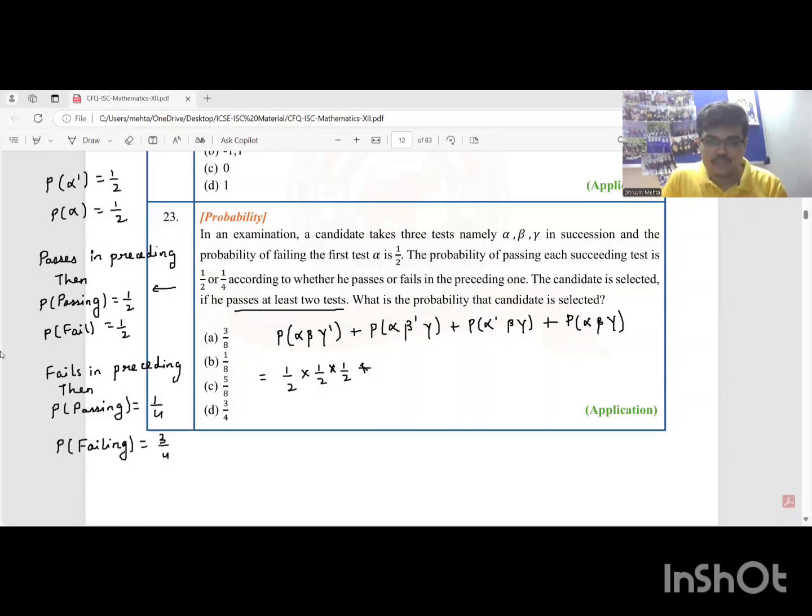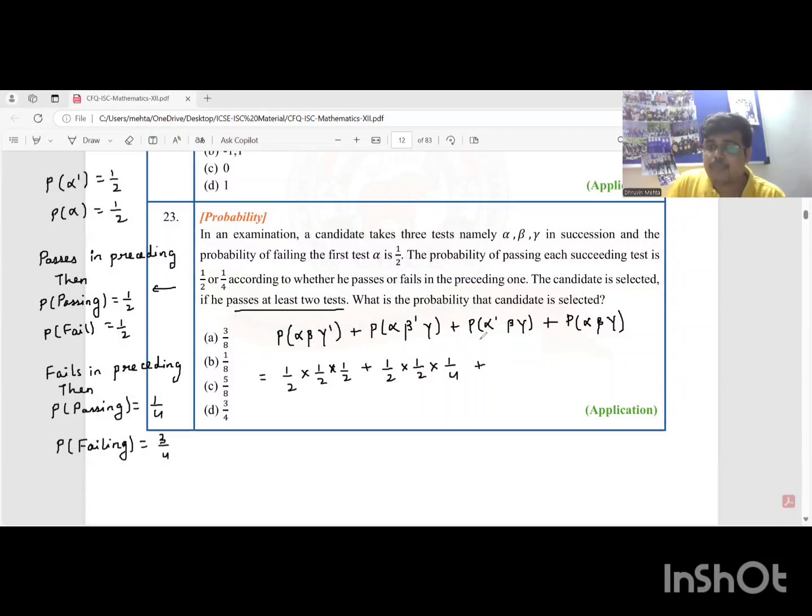Plus the next possibility students that we have is alpha, beta dash, gamma. So he's passing the alpha test. That is half. Now for beta, alpha is the preceding one. He's passing the preceding one. In this case, the probability of failing of beta is half. So I'll write this as half. Now for gamma, the preceding one is beta students. When he's failing in the preceding one, we'll focus on this information. He's passing gamma. If he's passing gamma, that is going to be 1/4.